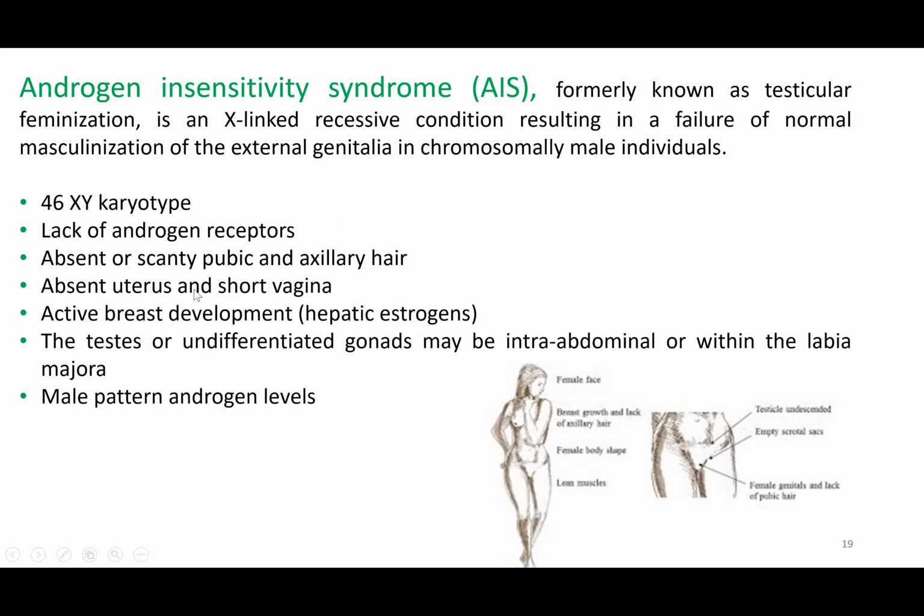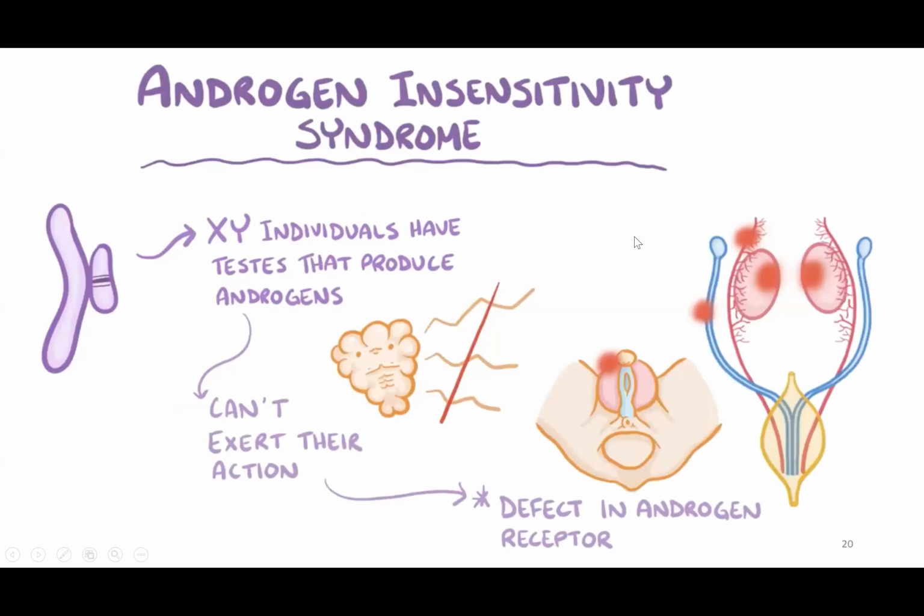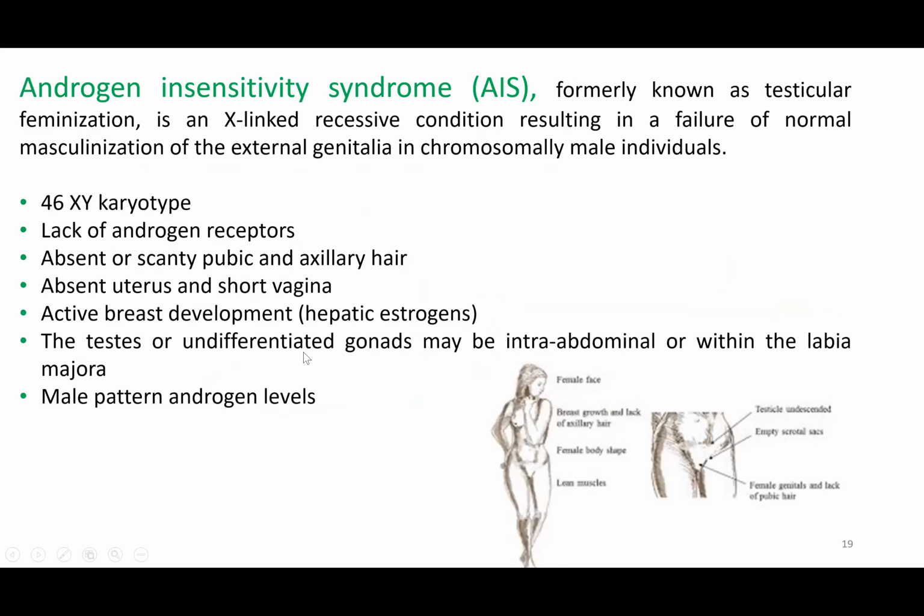The uterus is absent, the vagina is short. They also have absent or scanty pubic and axillary hair. The testes or undifferentiated gonads may be abdominal or found in the labia majora. They have to be removed because they have a malignant potential. And male pattern androgen levels can be seen.